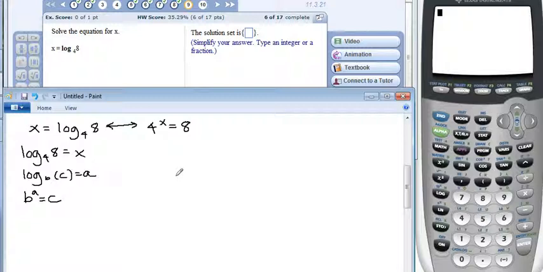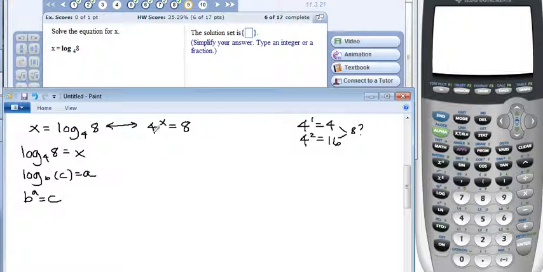Now I don't know what that is. I have no idea. 4 to the x power: 4 to the first power is 4, and 4 to the second power is 16. So I'm somewhere in between there. How do I get 4 raised to some power is 8? I don't. Not a nice whole number anyway.